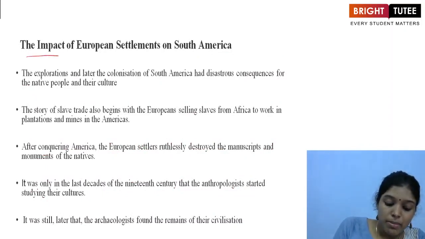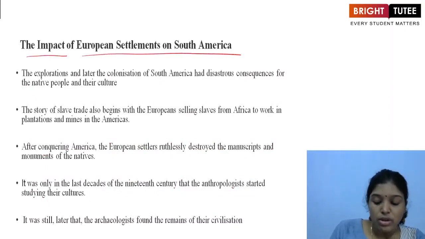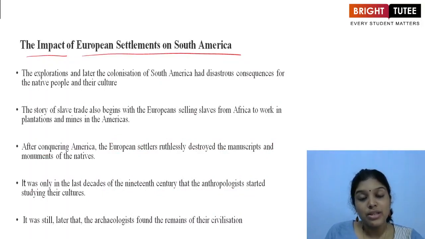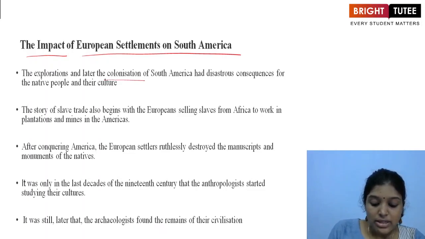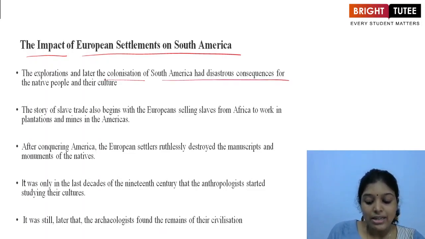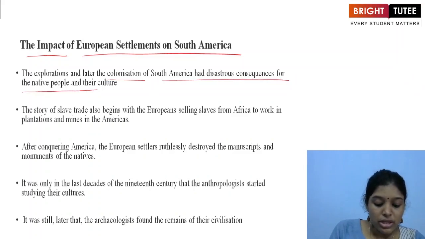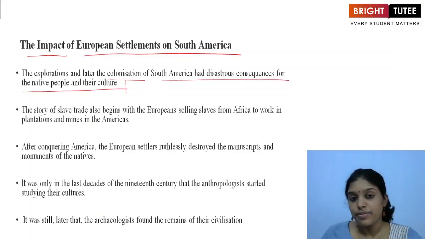Now we see the impact of European settlement on South America. So when Europeans come in confrontation with Native Americans, we already saw there are two different types of dominant culture, one based on subsistence agriculture and the other which have strong, powerful kingdoms with a monarchical head. So the explorations and later the colonization of South America had disastrous consequences for the native people and their culture.